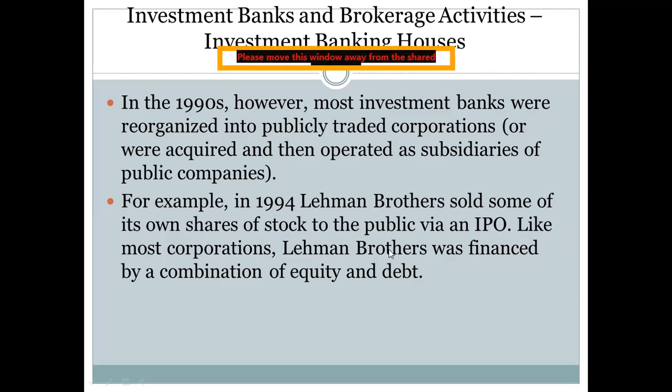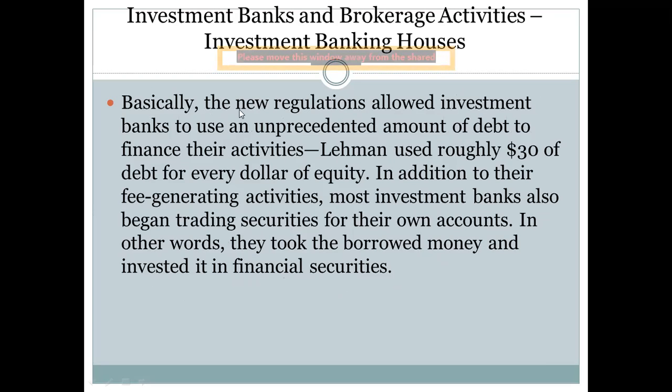Like most corporations, Lehman Brothers was financed by a combination of equity and debt. Basically, the new regulations allowed investment banks to use an unprecedented amount of debt to finance their activities. Lehman used roughly $30 of debt for every dollar of equity.